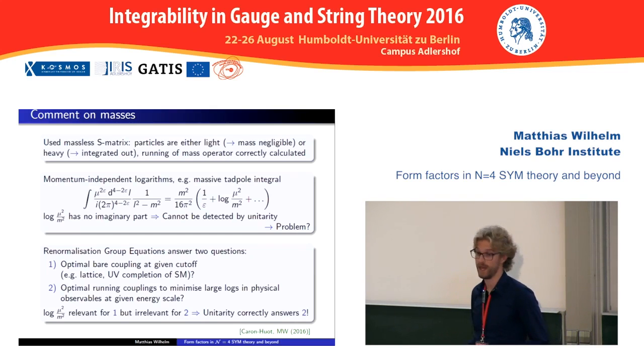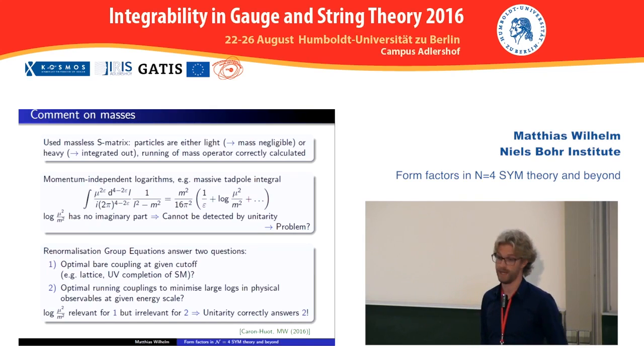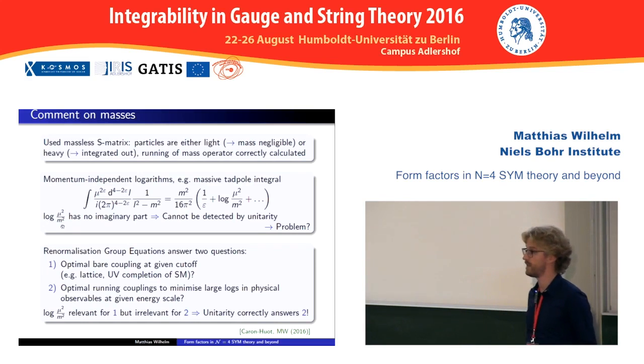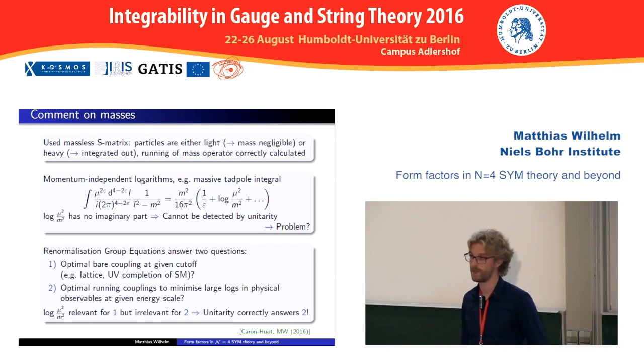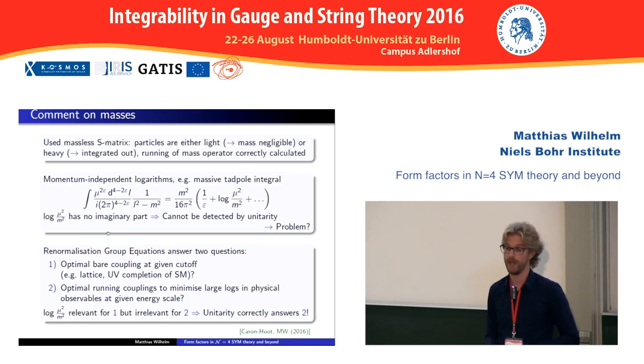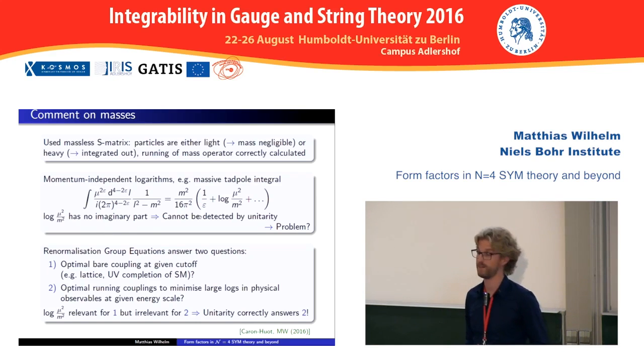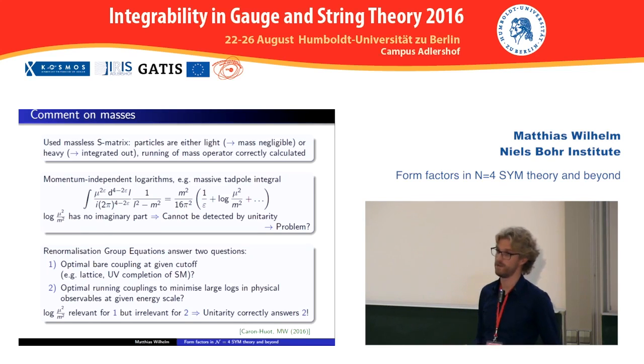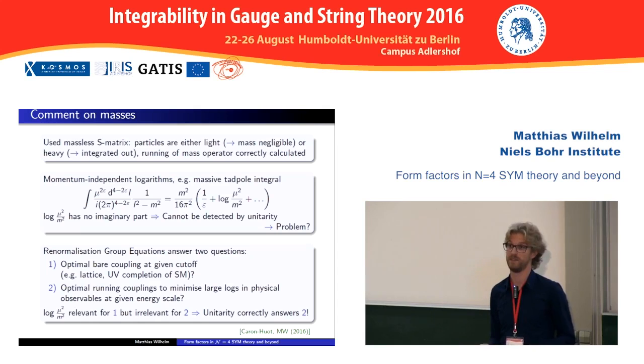Another property in massive theories is that we can obtain momentum-independent logarithms, mu squared by m squared. These stem, for example, from massive tadpole integrals. These logarithms have no imaginary part, and hence we cannot detect them via unitarity. Does that mean the unitarity method is incomplete?